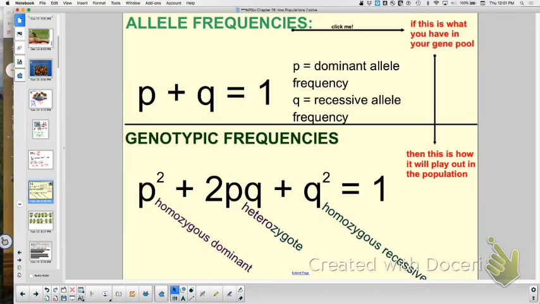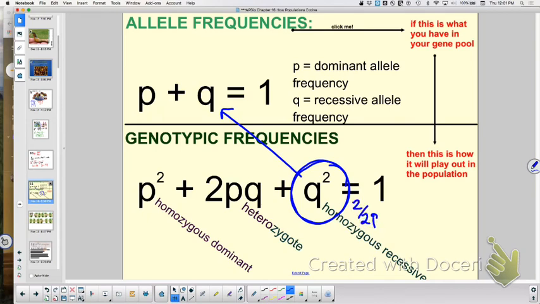You can start right here, and this is what we did. How many blue-eyed people are in the room? And there were how many? And from that, we could solve for Q, right? We had 2 out of 29 that have blue eyes in this room. Using that, we solve for Q. Once you have Q, you can solve for P. Once you have P, you can predict the P squareds, and you can predict the 2PQs.